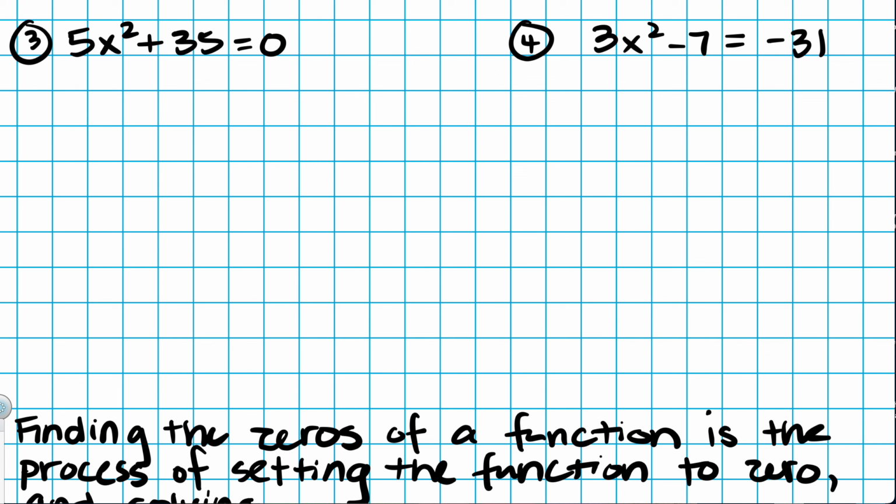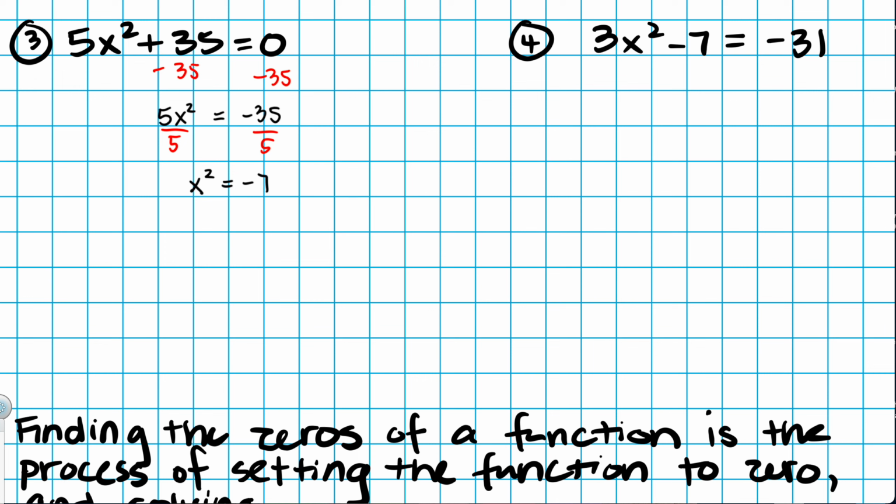So what we're going to do is isolate the x squared by taking away the 35 from both sides of the problem. Subtracting the 35 is going to result in 5x squared is equal to negative 35. Then we're going to divide both sides of our problem by 5. This is going to get the x squared isolated and by itself. The result is going to be x squared is equal to negative 7.